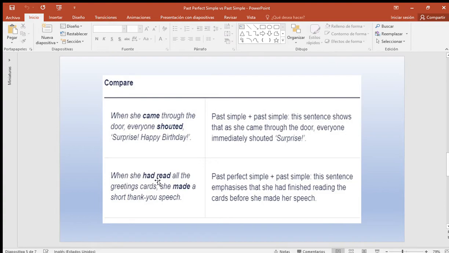Here we have another example. When she had read all the greeting cards, she made a short thank you speech. Past perfect simple, past simple. This sentence emphasizes that she had finished reading the cards before she made her speech.